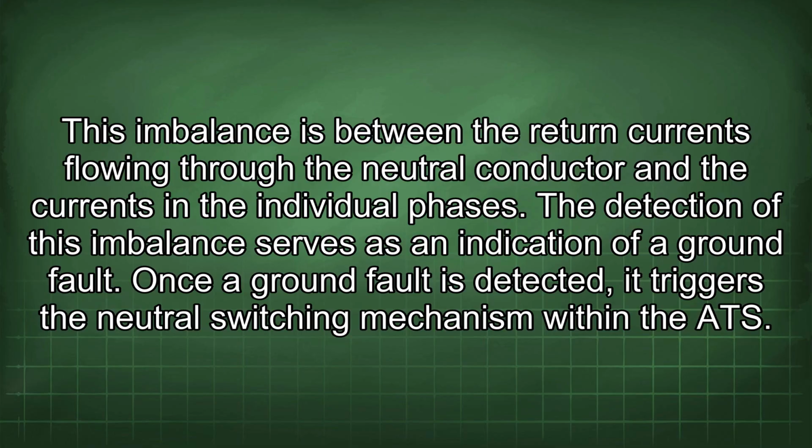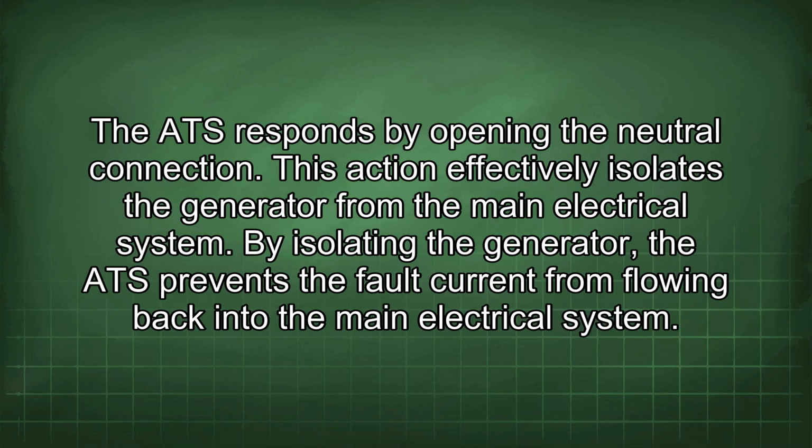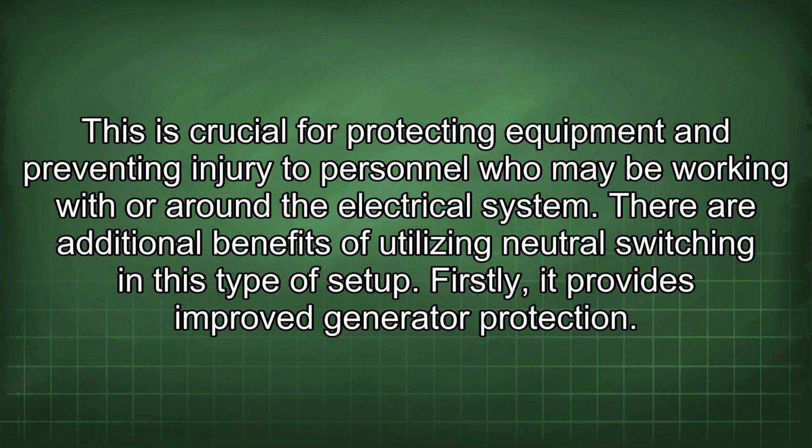Once a ground fault is detected, it triggers the neutral switching mechanism within the ATS. The ATS responds by opening the neutral connection. This action effectively isolates the generator from the main electrical system. By isolating the generator, the ATS prevents the fault current from flowing back into the main electrical system. This is crucial for protecting equipment and preventing injury to personnel who may be working with or around the electrical system.